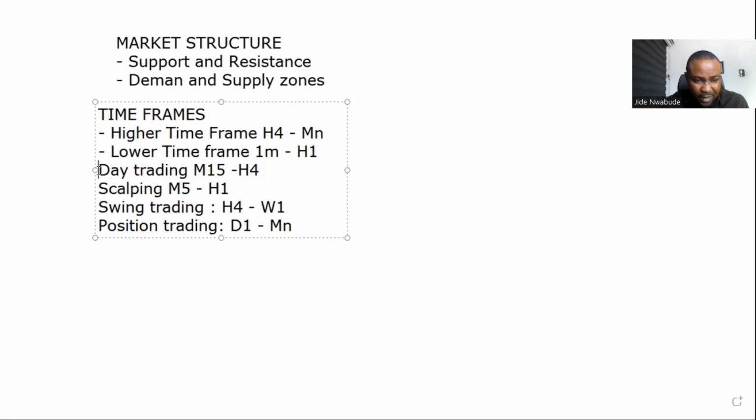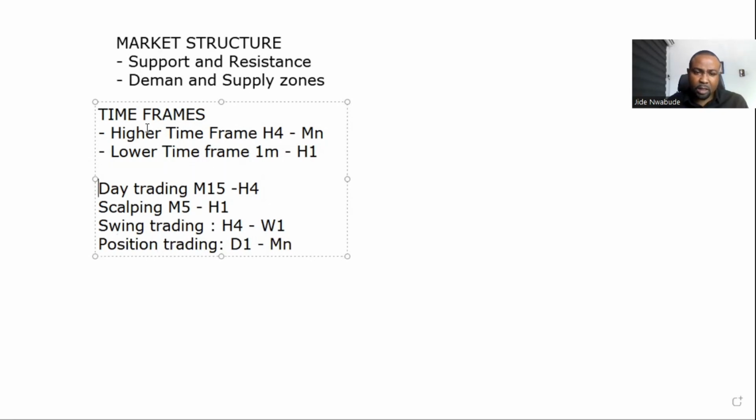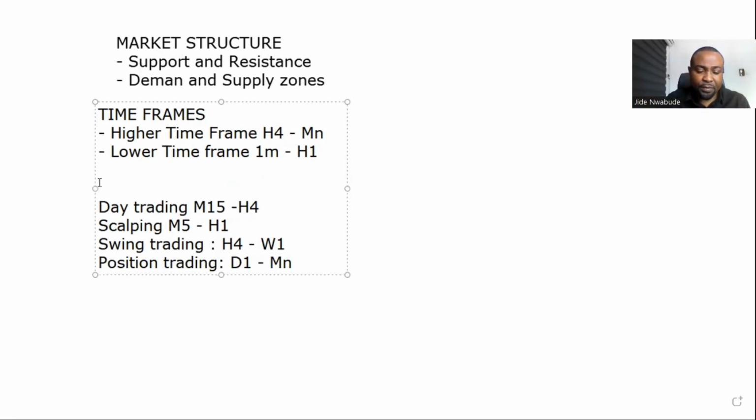Time frames are basically divided into two broadly: the higher time frame and the lower time frame. So these are time frames for different kinds of trading, different types of trading. Depending on which of them, if you are a day trader, you want to consider this time. If you are a scalper, you want to consider this. If you are a swing trader, you want to consider this time. If you're a position trader, you want to consider daily and monthly time frame.